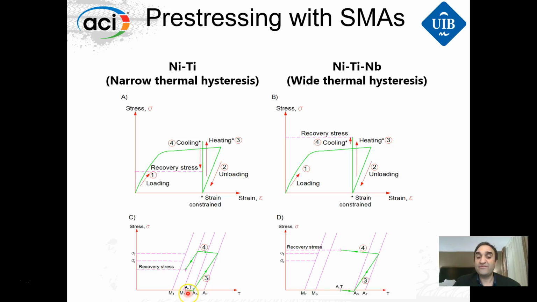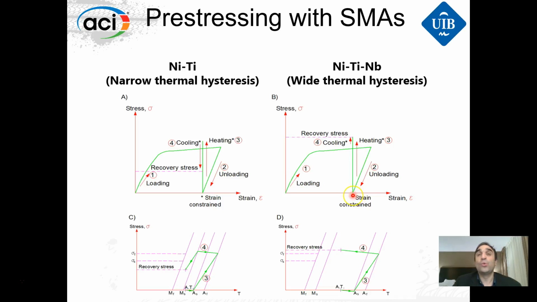So if we try to generate recovery stresses in this material, then we are going to produce the forward transformation, so from austenite we will go to martensite, and the recovery stresses at the end are going to be very small or even zero. But with nickel titanium niobium, we can buy the material pre-strained, or we can pre-strain the material ourselves in the lab. This will be the path 1 and 2.